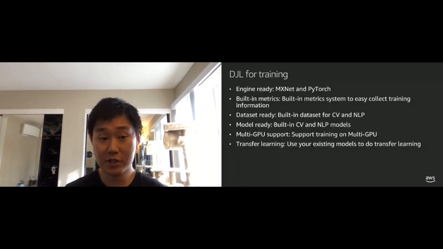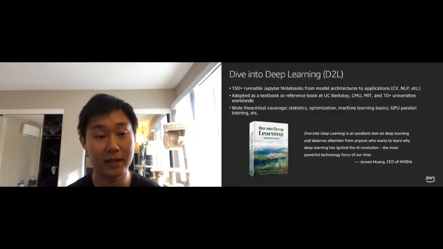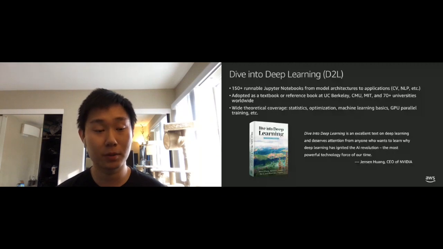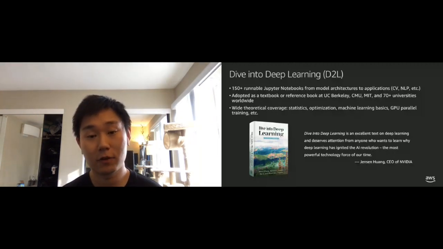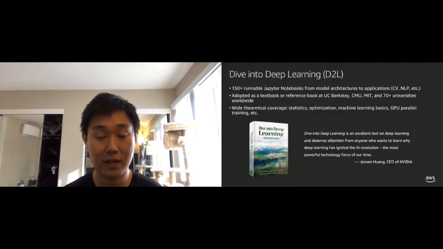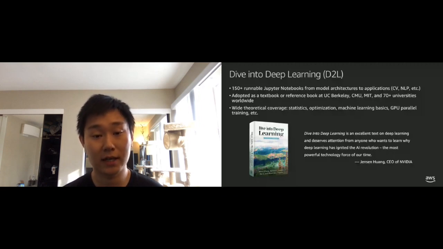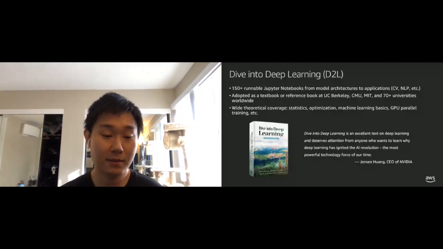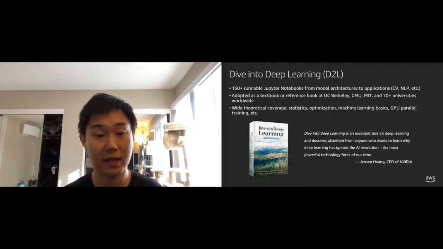Before we jump into the next sections, we would like to introduce a book that Amazon created for the different use cases. Inside of the Amazon Science team, we created the Dive into Deep Learning book. It contains 150 runnable Jupyter notebooks, from the model architecture to the applications inside of different CV and NLP use cases. It has also been adopted as a textbook and reference book at UC Berkeley, CMU, MIT, and 70 more universities worldwide. It's been designed to be very easy to learn, and people with no deep learning background can make a start by running a Jupyter notebook and following the flow we want to teach about the different concepts. You will learn how to create a simple neural network, like one with a single layer, and also modern convolutional neural networks with CV applications.